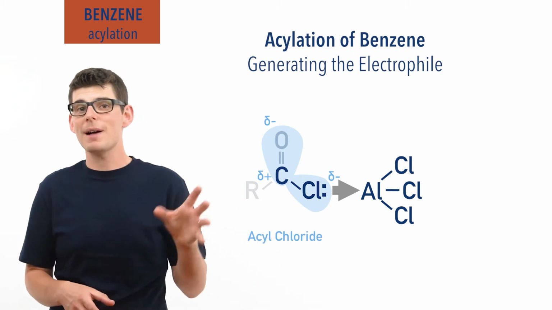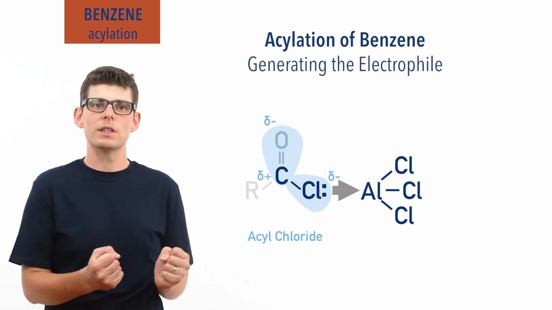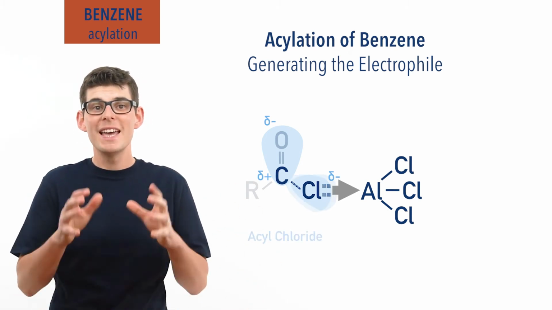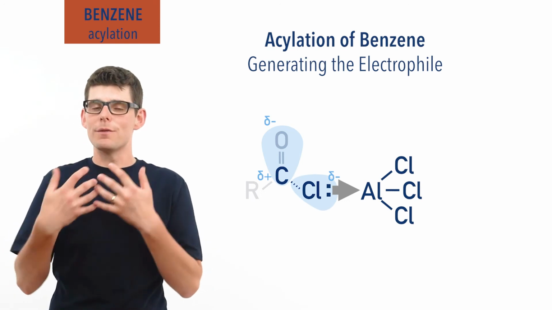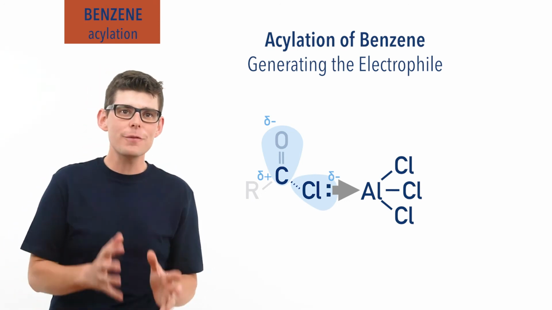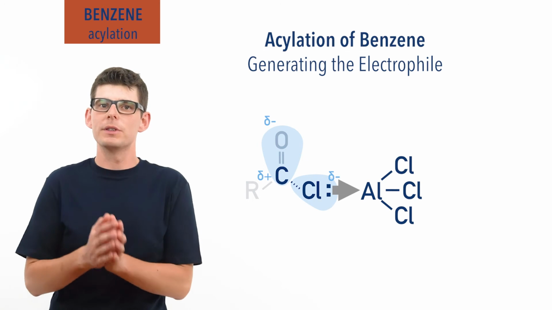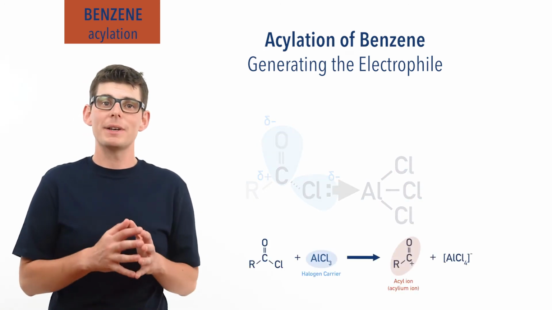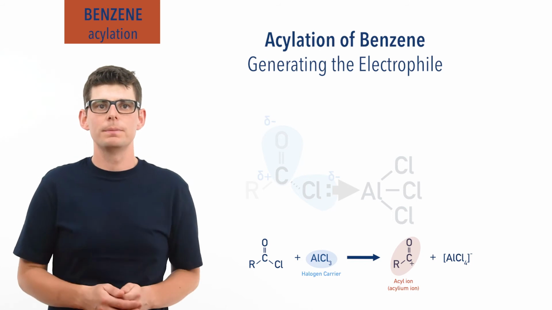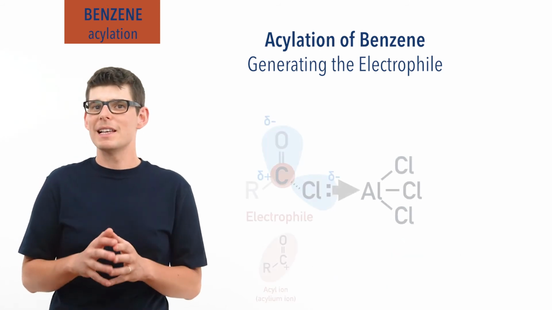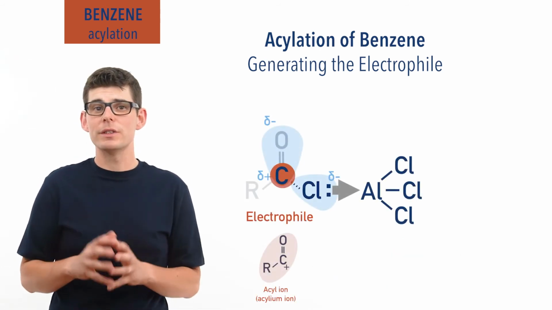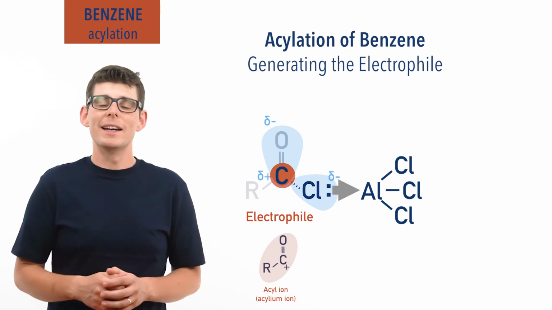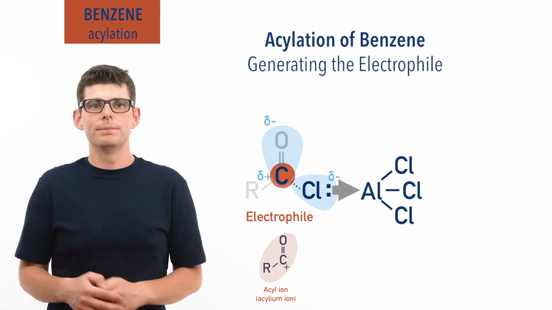To try and get it back from somewhere, it pulls the electrons in the carbon-chlorine bond towards itself even more, creating a very polar bond and significantly weakening the bond to the point of breaking, effectively forming an acyl ion with a carbon atom that has a positive charge. This carbon atom is now sufficiently electron deficient to act as an electrophile and is able to react with benzene.